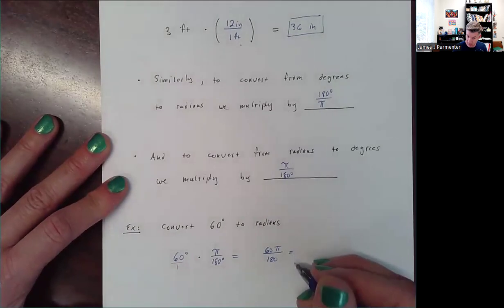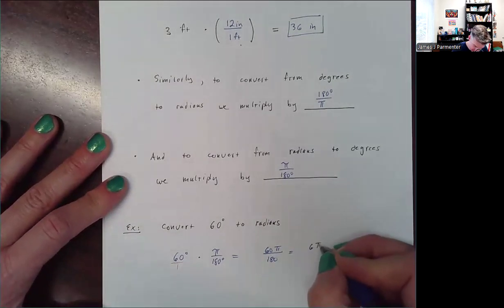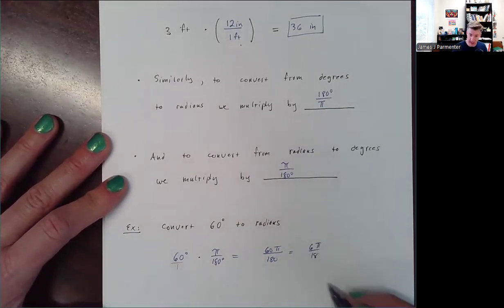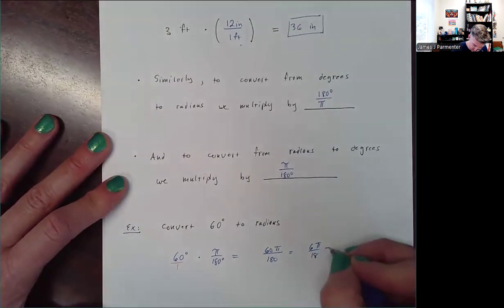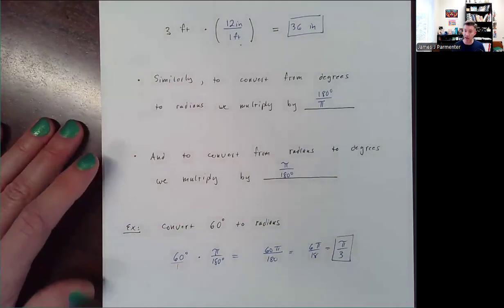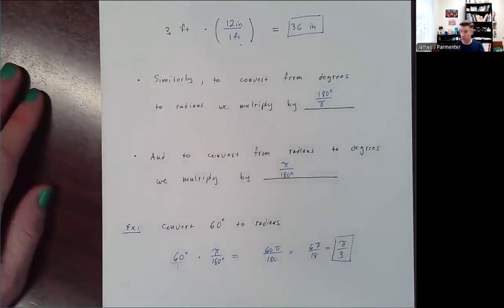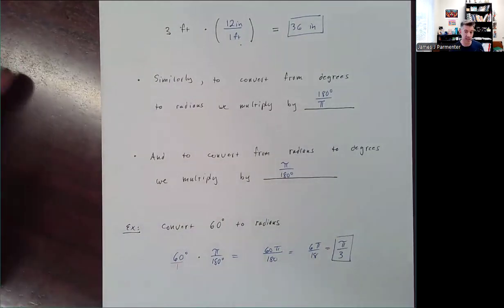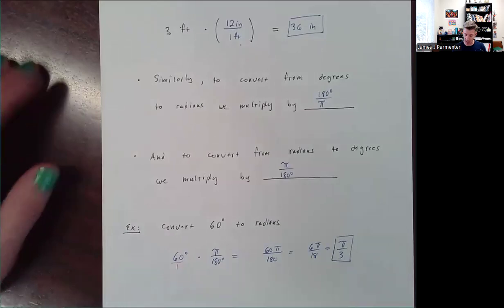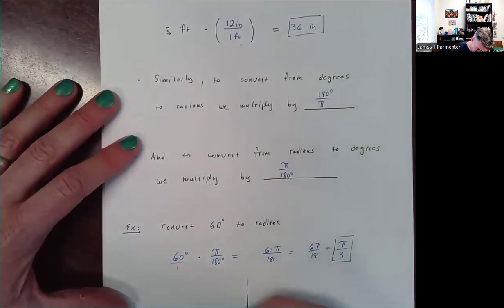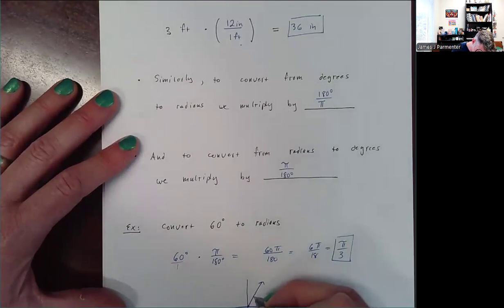We should always reduce these fractions. So you get 6 pi over 18. And then 6 and 18 both have a factor of 6, so we're going to reduce this to pi over 3. And that would be the same angle measured in radians instead of in degrees. So 60 degrees is equal to pi over 3 radians. They have the same measure. They both look like about like that. That angle there is 60 degrees or pi over 3 radians.